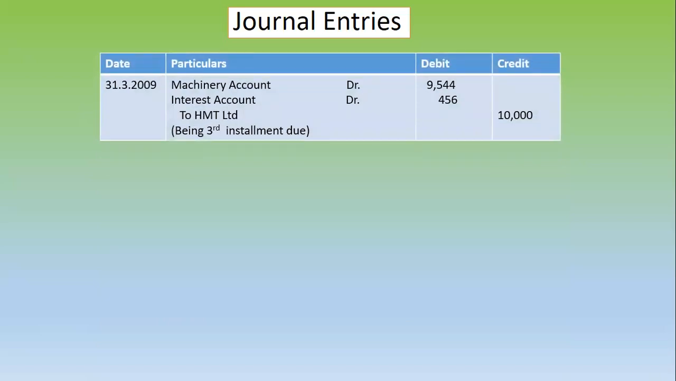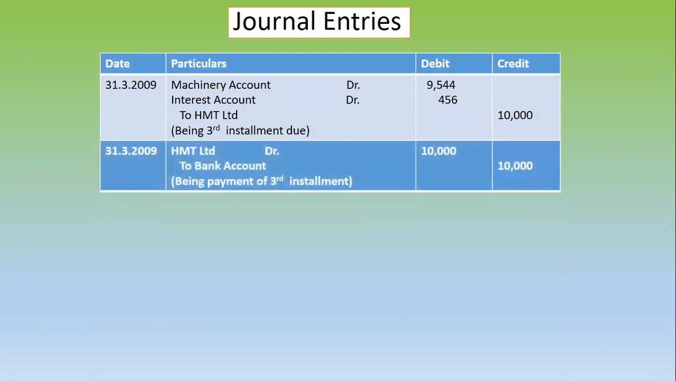We are going to pass the journal entry with the help of the previous values. Now, being the third installment, the amount due will be 10,000, and this 10,000 includes machinery account 9,544, that's debit, and interest debit 456. Second entry for making the third installment payment.